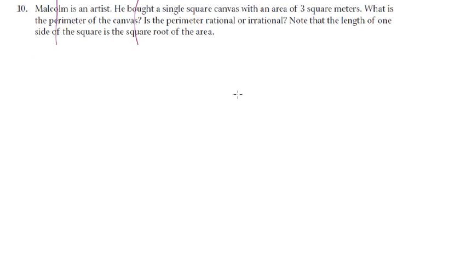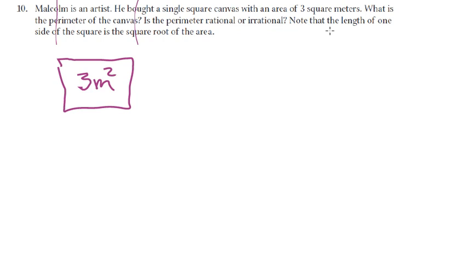All right, number 10 here, you've got to draw yourself a picture to help yourself out. So it says he bought a single square canvas with an area of 3 square meters. So I have a square. The area of the square is 3 meters squared. So it wants to know what's the perimeter of the canvas. It wants to know if the perimeter is rational or irrational.